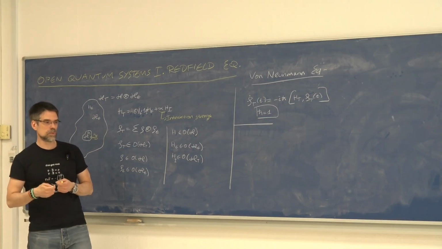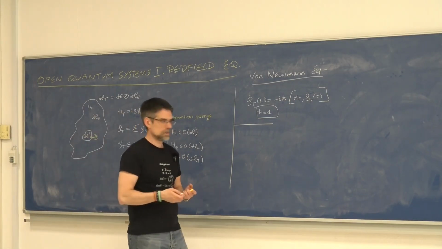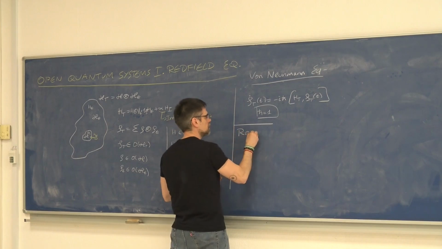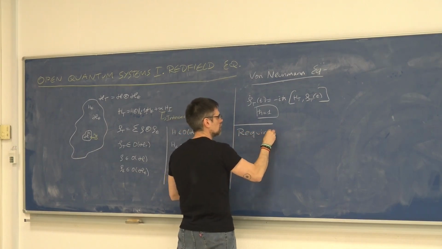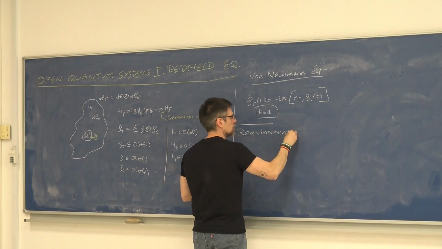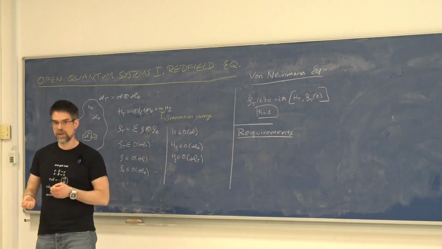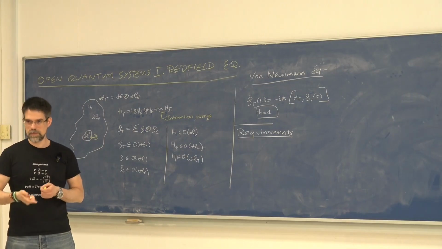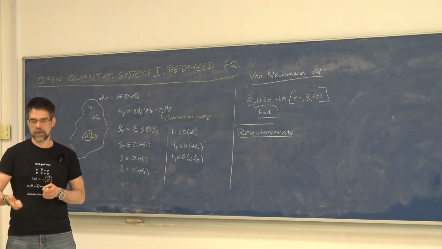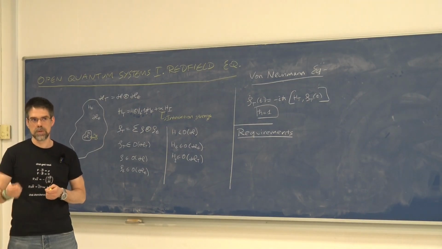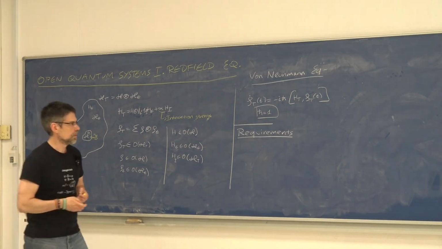Basically what we want is a dynamical equation. So these are the requirements that we are going to impose on our equation. We will see that for the Redfield equation we will fulfill some of them, but not all of them. But for the Lindblad equation, which requires more approximations and more assumptions, we will fulfill all of them.